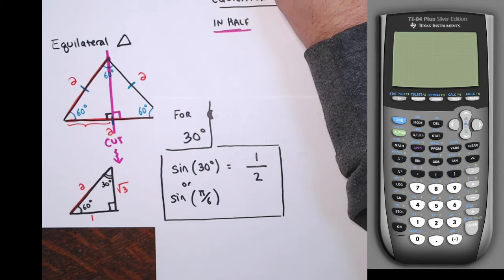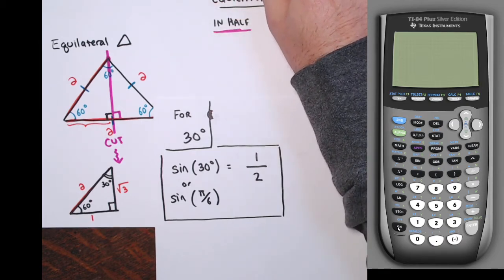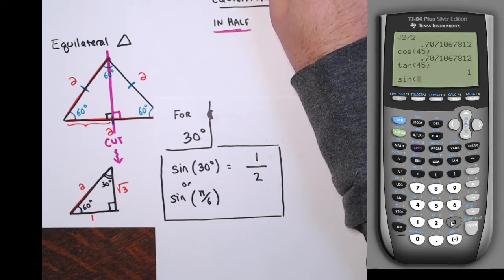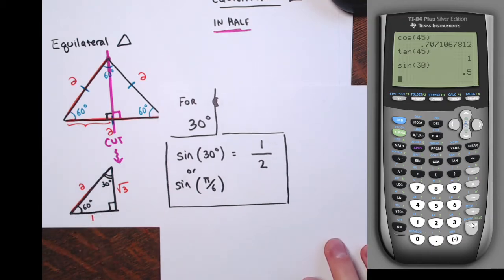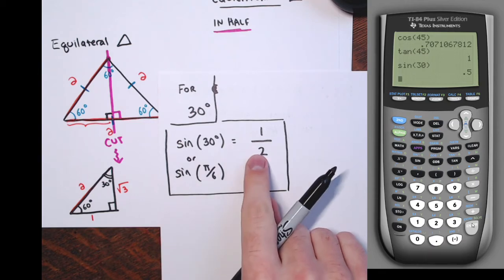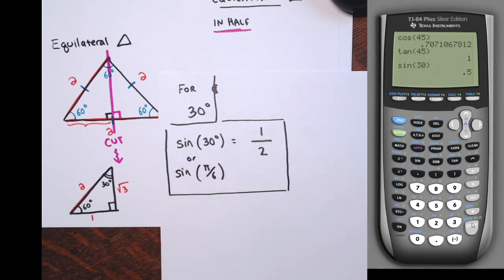All right, let me pull this up. I'm in degree mode still. The sine of a 30-degree angle is 0.5. That's a half. And this just came from cutting an equilateral triangle in half to create a 30, 60, 90 right triangle. So if the sine is a half, then the cosecant would be 2.